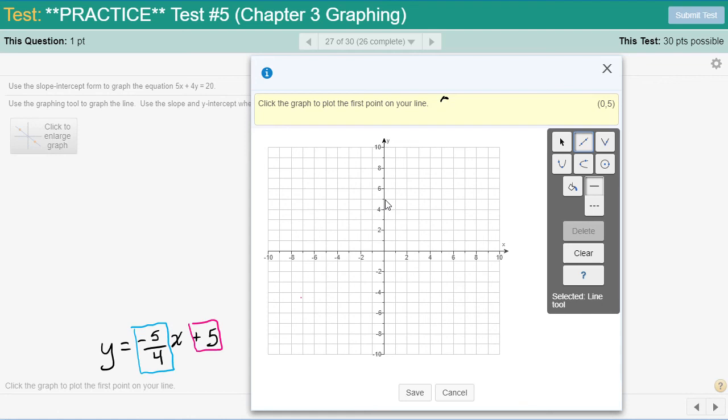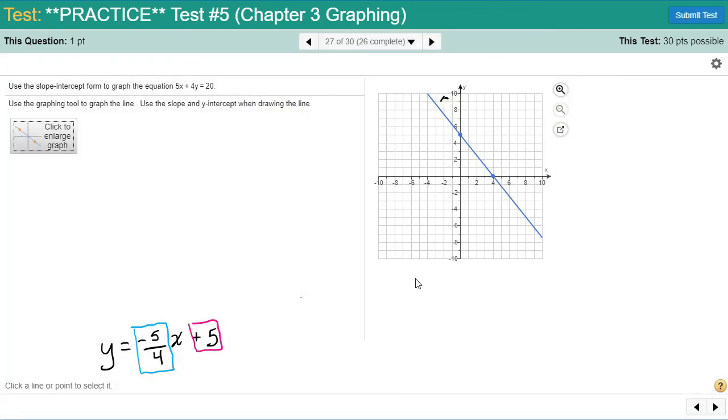When you're ready to plot, left-click with your mouse, and that locks in that point right where you clicked. Then to get to the next point, based on our slope, we're going to drop 5 units and run to the right 4 units. So we drop 5, 1, 2, 3, 4, 5, and run 4 units, 1, 2, 3, 4. Left click, that locks in that second point, and you can see now that the line itself is locked in. We will save, and that completes question 27.